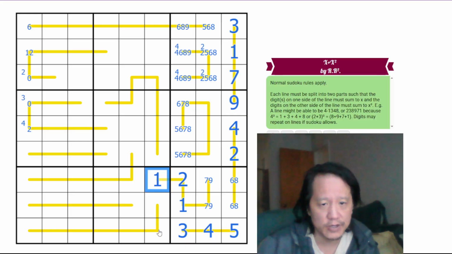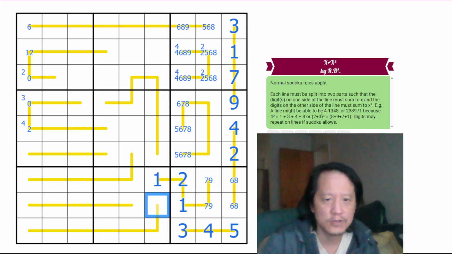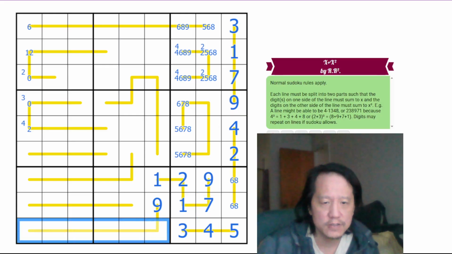This is 1. Remaining digits in row 9, it's 45 minus 12, so that's 33. 33 plus 9 adds up to 42. So this is 9, this is 7, this is 9. This must be what? Since this is 42, x must be 6. Well, this is not 6, so it has to be the other end.